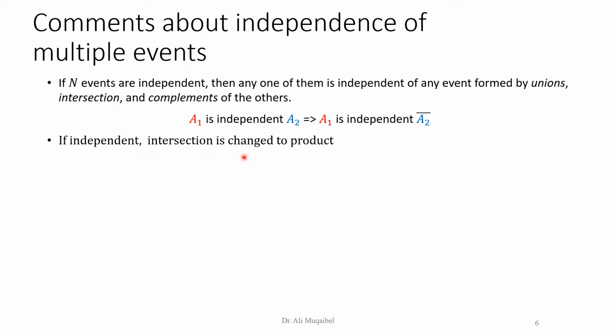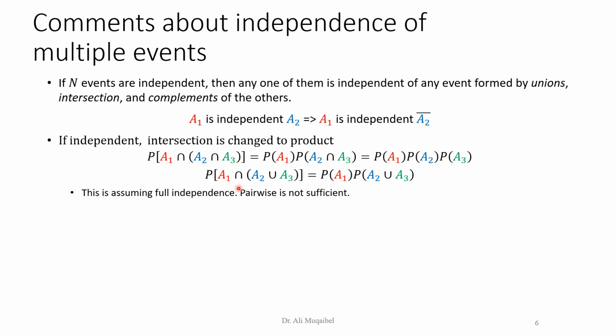If they are independent, this makes our analysis easy, because intersection can be changed into product of probabilities. So I can go from here to here. I'm changing this to product. And also in the next step, I'm changing the second term into product. For the second example, where we have union and intersection, the intersection is now changed into product. Of course, for this to be true, we have to assume that all of them are independent. As I said, pairwise is not sufficient.